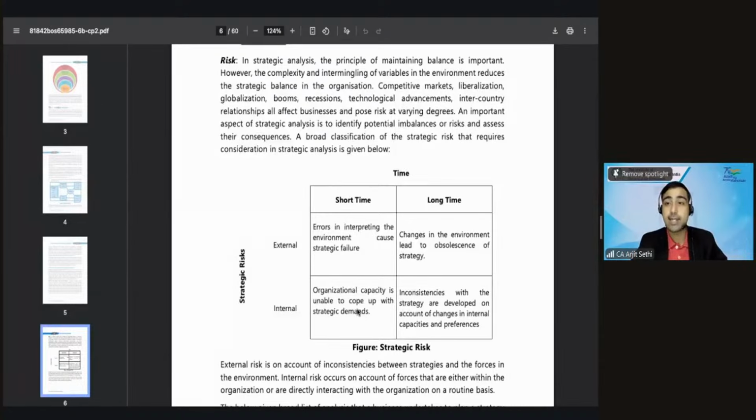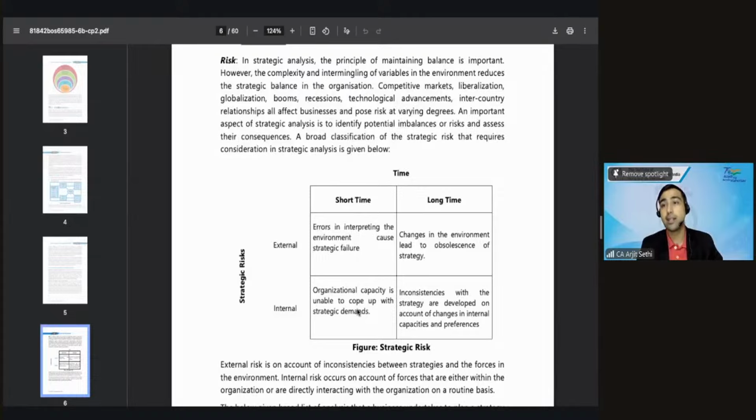Short term, the risk is that somebody else will now enter the market, but if you invest quickly, build more, then you can still get the market. But somebody else, because the demand is so high, competition will come very fast. That's an internal short term risk. Internal long term risk is inconsistency within your company or organization.